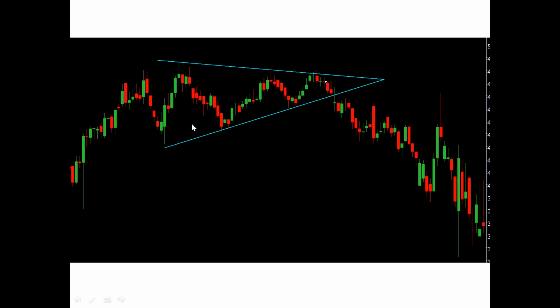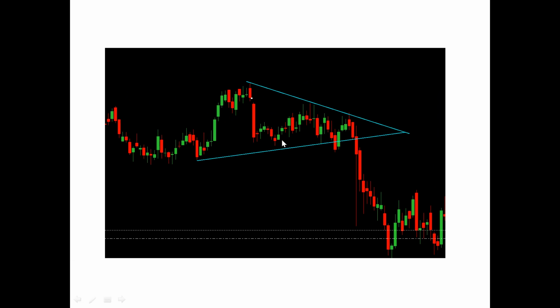But the point to remember is, in order to make any trend line, we should have at least two swing highs or swing lows. At least this high and this high are needed in order to make this trend line. Similarly, this low and this low are needed in order to make this trend line. At least two swing highs and two swing lows are required. So this is a symmetrical triangle.